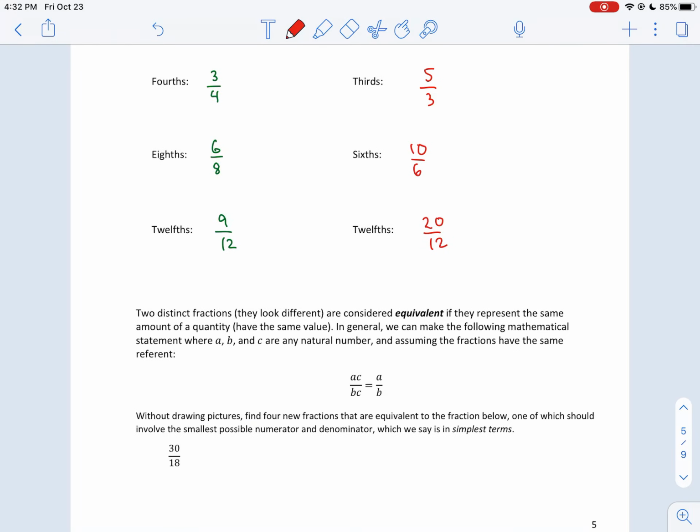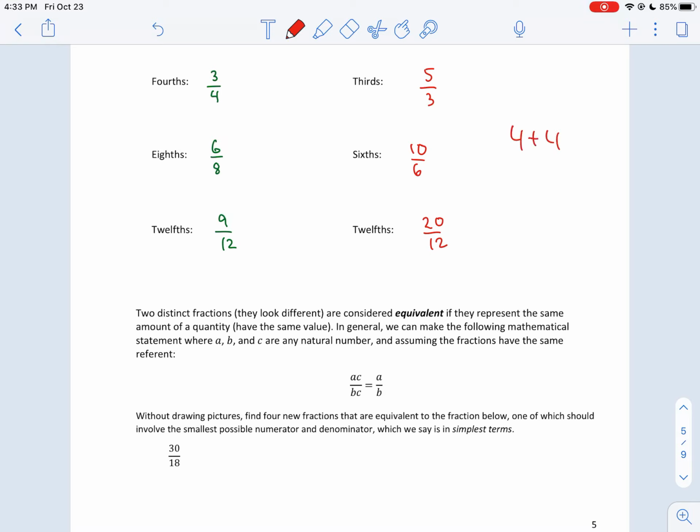This introduces this idea of equivalent fractions. So reading down here, 2 distinct fractions, and I say distinct meaning that they look different, right? So 6/8 does not look the same as 9/12. So we're going to call those distinct. 2 distinct fractions are considered equivalent if they represent the same amount of a quantity, if they have the same value. So they look different, but they have the same value.